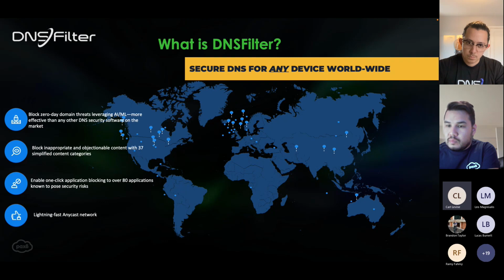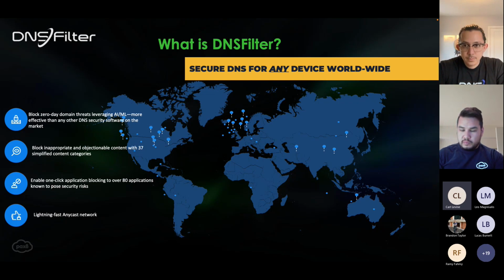So the idea here is that DNS is everywhere. It should be secured everywhere. With DNSFilter, you can block zero-day domain threats leveraging our AI engine, which underpins our product. We are aware of over 750 million domains. That's fully qualified domain names. And we have a machine learning engine that constantly scans the internet looking for changes in the categorization of domains, but also all of the other metadata that would indicate a threat, such as botnets, malware, phishing, etc.